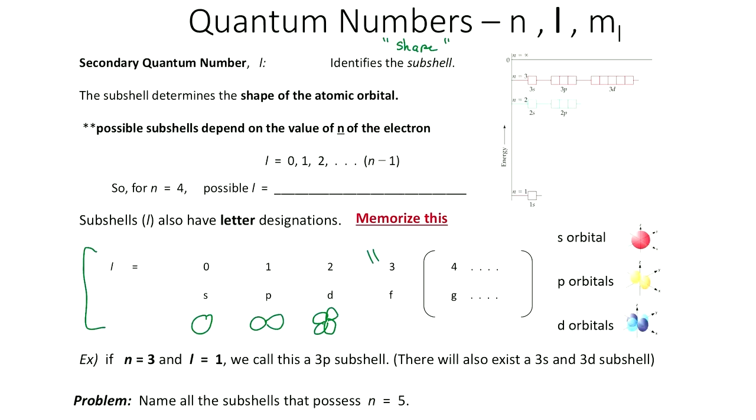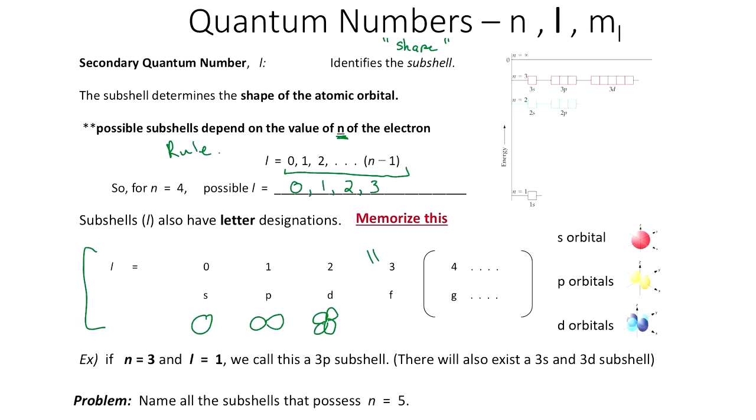Depending on the energy of your electron, so depending on the n value of your electron, you only have access to certain shapes. The rule is, given the energy level of your electron, the n number, the possible L's are all of the integers between 0 and n minus 1. This is the rule. So if we have an n equals 4 electron, our possible L values are 0, 1, 2, and 3. So that's it.